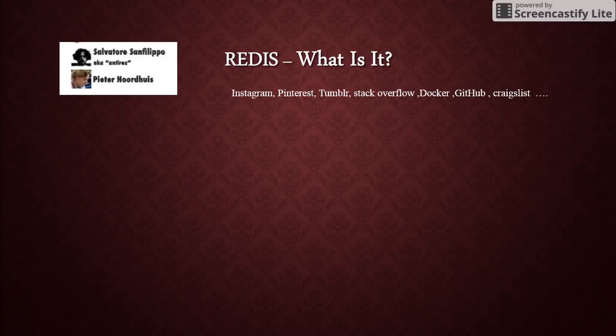Most of these websites have a very simple data storage. That is, they have posts or users who are commenting and upvoting or liking other posts. So the data that comes is very simple, but the user traffic and the performance that is required is huge. And Redis answers both of these questions.